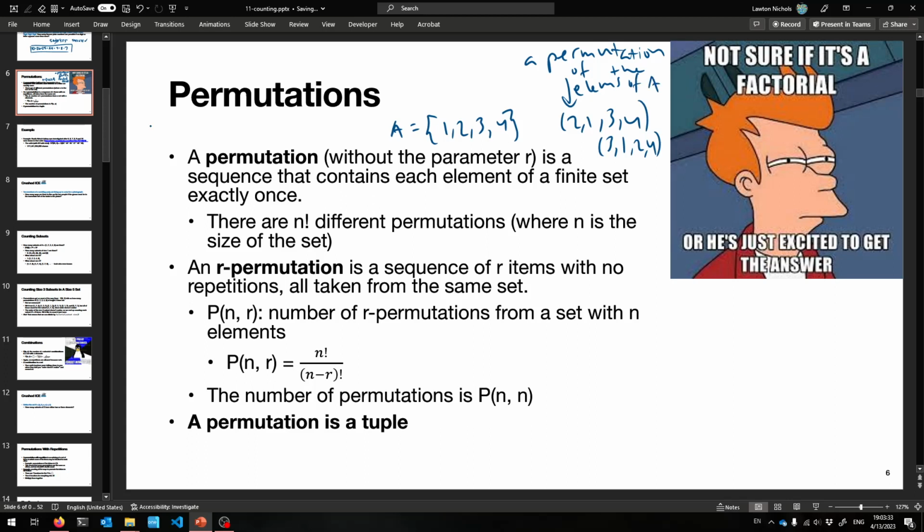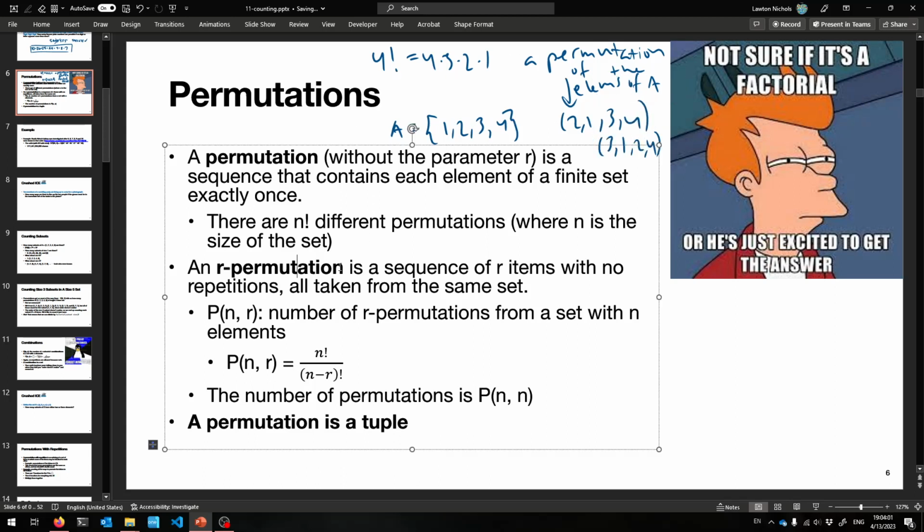So that's what permutations look like. And there are n factorial different permutations, where n is the size of the set. So how many permutations are there of a size 4 set? There are 4 factorial, which is equal to 4 times 3 times 2 times 1. That's how many different permutations there are of the elements of the set. That's all the different jumblings you could possibly have. Okay, so that's a permutation, and it just arranges every element in some order.